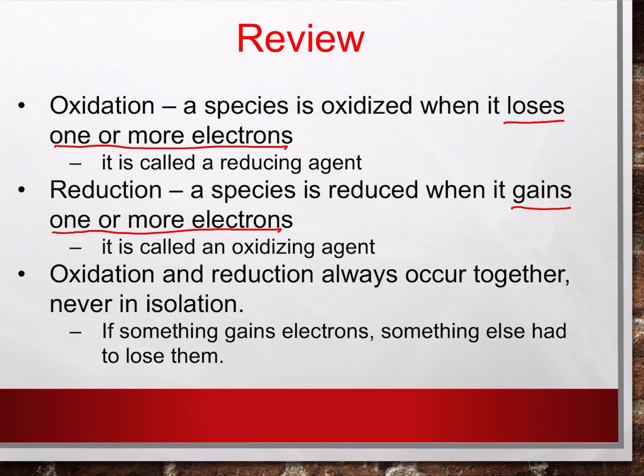These oxidation and reduction processes are always occurring together, never in isolation. They're like equal and opposite. So if something is being oxidized, then something else is being reduced. You can't have just something being oxidized, or two things being oxidized, because if something is being reduced, it is gaining electrons, so it had to gain them from somewhere. So then something else had to lose them, right? Something else was oxidized. So these always occur in pairs.